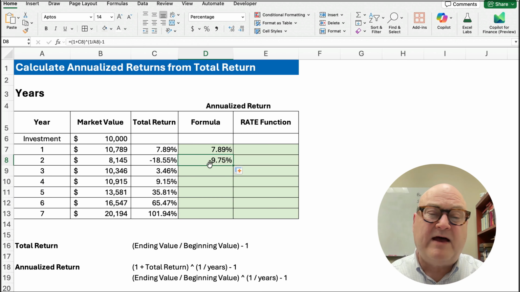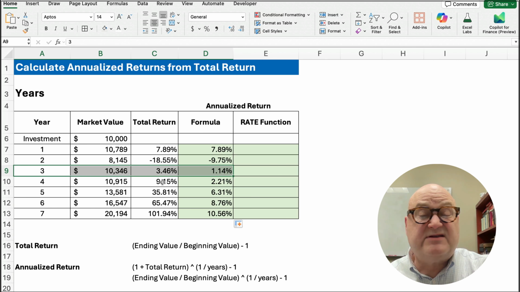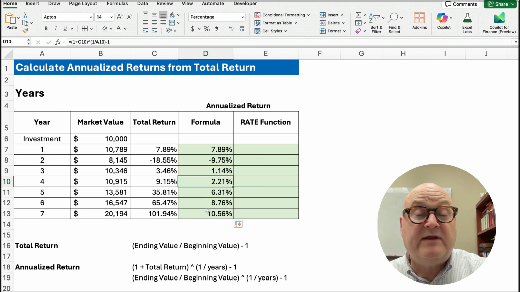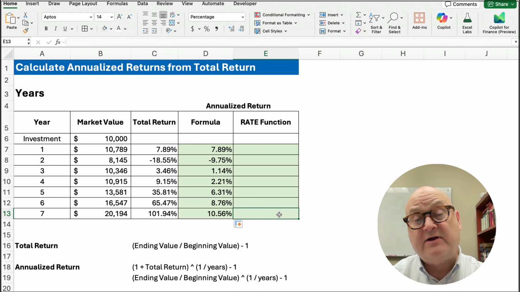So you lost almost 10% a year, 9.75% each year. Well, let's copy it all the way down, and we'll have the annualized returns. For the 3-year annualized return it's a measly 1.14. It's growing here at 2.2, and then for year 7, because it went all the way from 10,000 to 20,000, that's a 100% return, almost 102% return. Well, that annualizes out to be 10.56%. Let's do a check there on Excel.